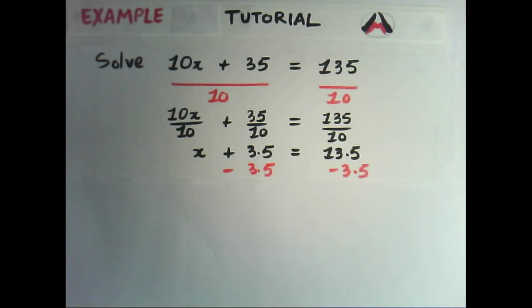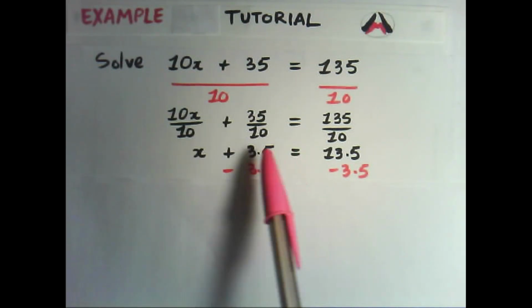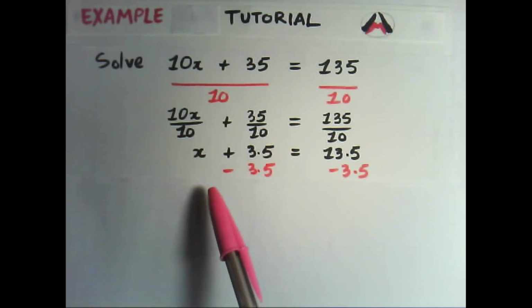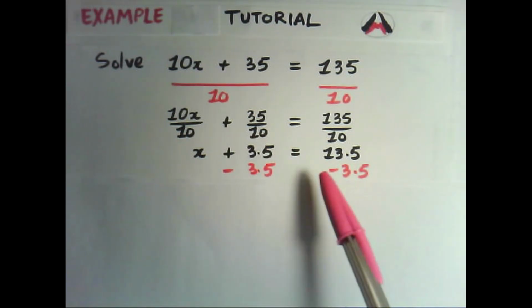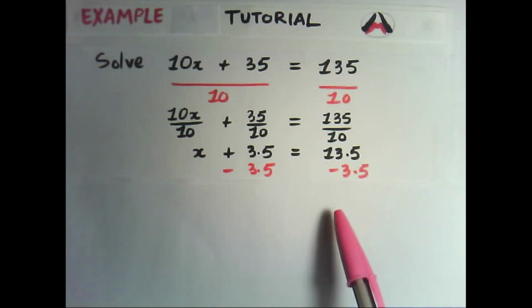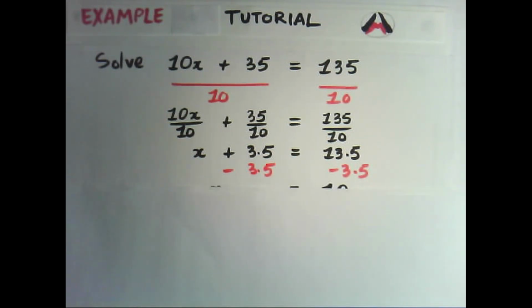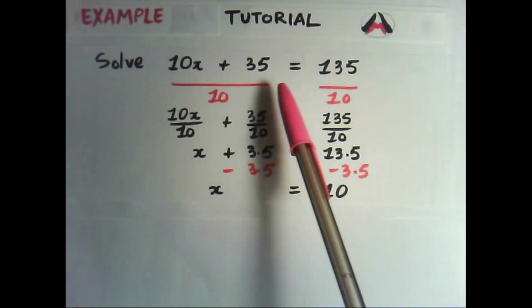So if we do that, the positive 3.5 take away the 3.5, that will give us 0. And 13.5 subtract 3.5, that will give us 10. And so that is the final solution to this linear equation.